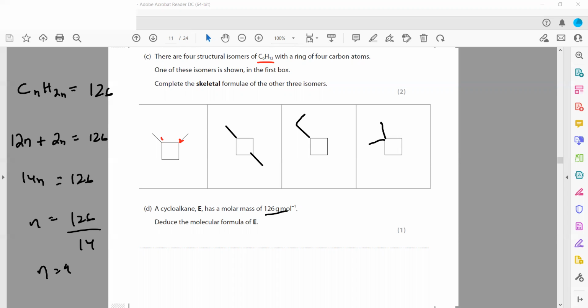So if n is equal to 9, what is the formula of the cyclic alkane? So it will be C9H18.